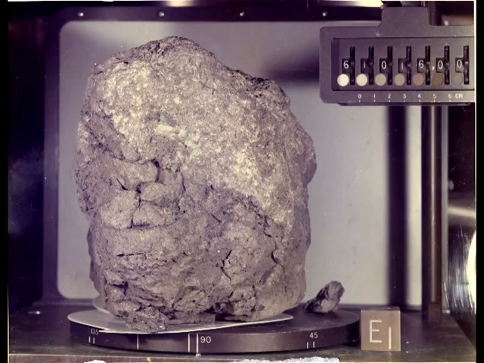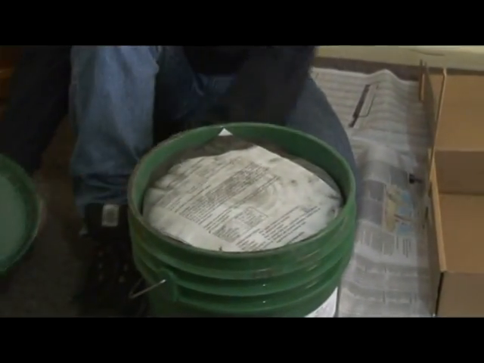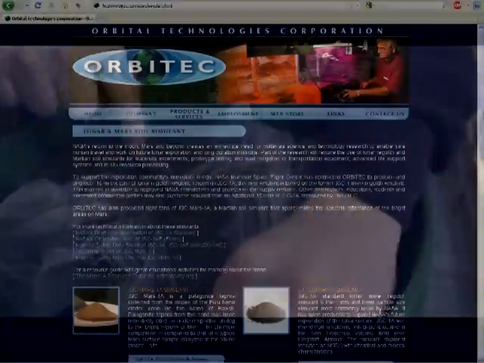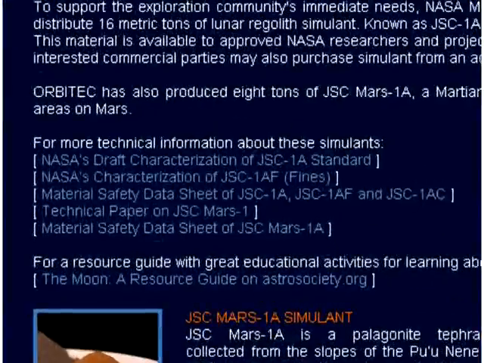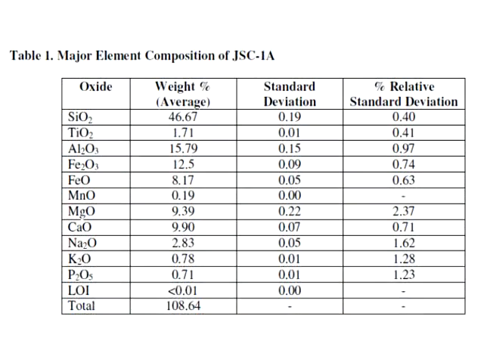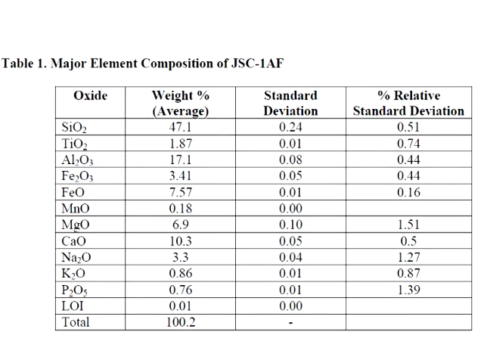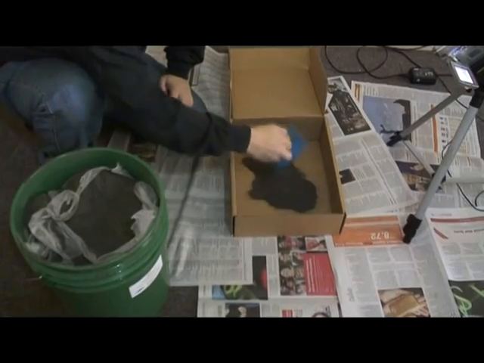Let's make a comparison. I'm sure you all remember the bucket of JSC-1A lunar regolith simulant that I purchased from Orbitech. On the company's website, we find two PDF files that tell us the chemical compositions of these simulants. One for JSC-1A and one for JSC-1AF, which make up the finer particles of the former. These simulants are basically crushed basalts that have been found on Earth.